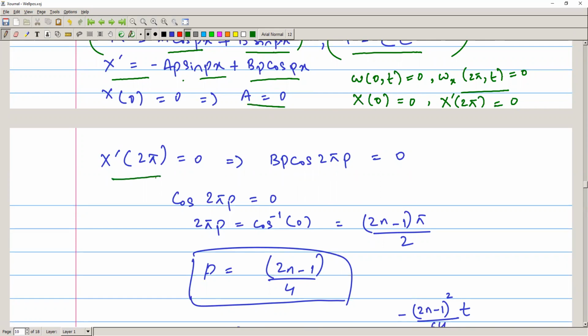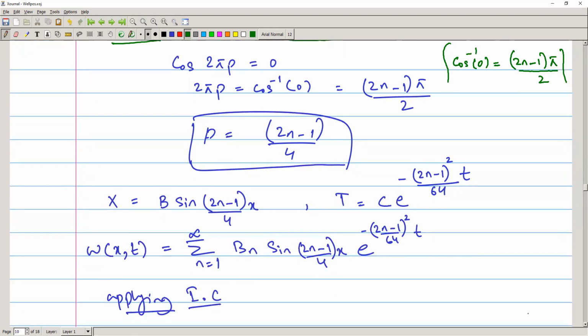And then for X'(2 pi), we will have bp cos 2 pi p equals 0, right? So from here we can find p, and this is cos 2 pi p equals 0. Therefore 2 pi p is cos inverse 0, that is equal to (2n minus 1) pi over 2, right? So you can write here that cos inverse 0 is equal to (2n minus 1) pi over 2, like this. So p is equal to (2n minus 1) over 4. Therefore, X is equal to b sin((2n minus 1) x over 4), right?